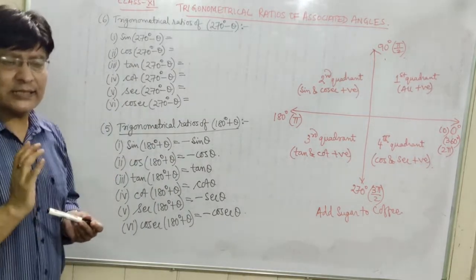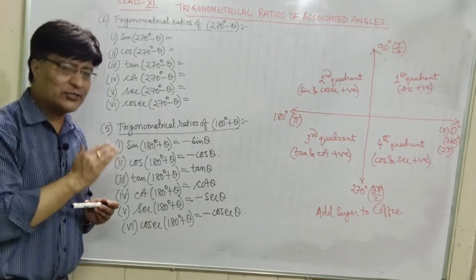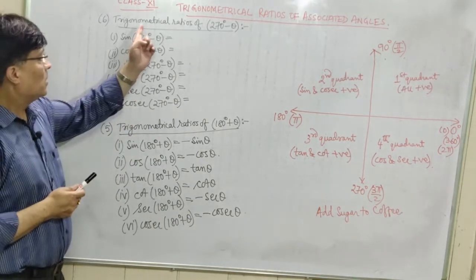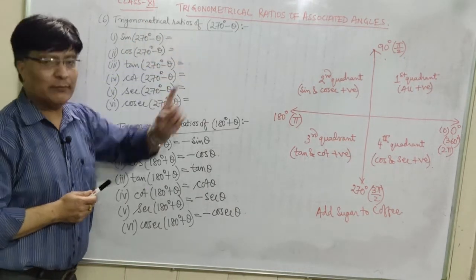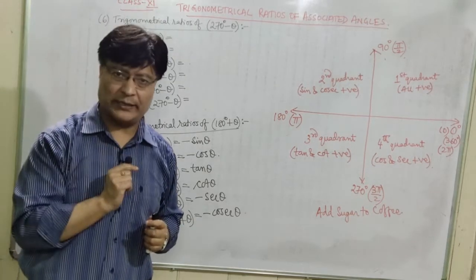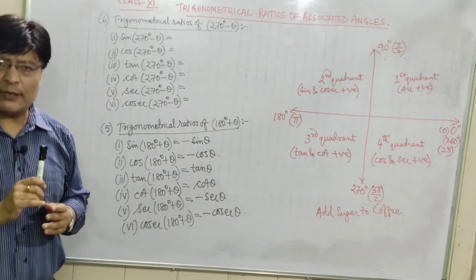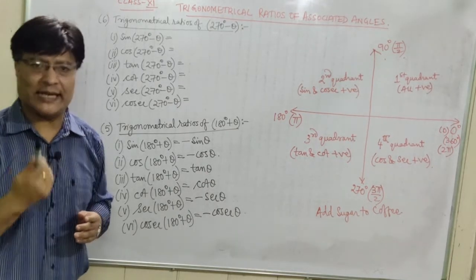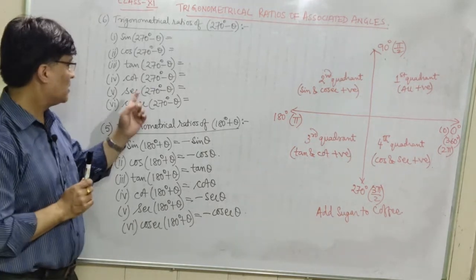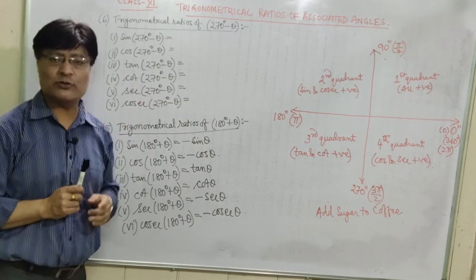So in this case, can you tell me whether the trigonometrical ratio will change? Will the trigonometrical ratio change out here? Trigonometrical ratios of 270 minus theta. The 270 means 90 degree into 3. That is an odd multiple of 90, isn't it? So if it is an odd multiple of 90, then the trigonometrical ratio will change. Sine changes to cos, cos changes to sine. I already told you that. Tan changes to cot, cot changes to tan, sec changes to cosec, and cosec changes to sec.